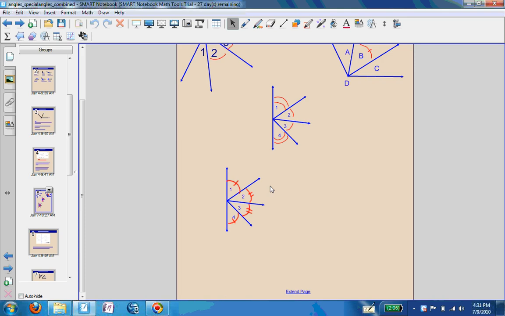So you see the difference of using the number of arcs versus number of tick marks in these 2 drawings to denote the same idea, that angle 1 and angle 4 are congruent and angle 2 and angle 3 are congruent.